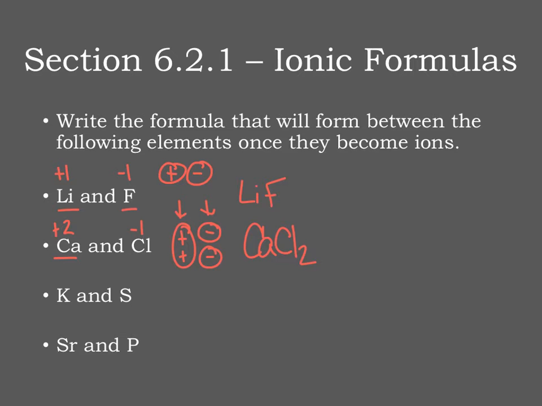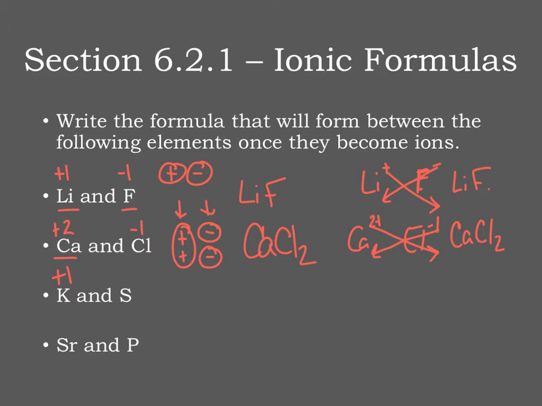The other way that the book and notes talk about doing this is you can cross. So if I have lithium +1, fluorine -1, you take your charge and it becomes the subscript of the other. So Li1F1. Here we would have calcium, that's a +2, chlorine, that's a -1. So that 2 becomes the subscript on chlorine, 1 becomes the subscript on calcium, and you end up with Ca1Cl2. Either way works.